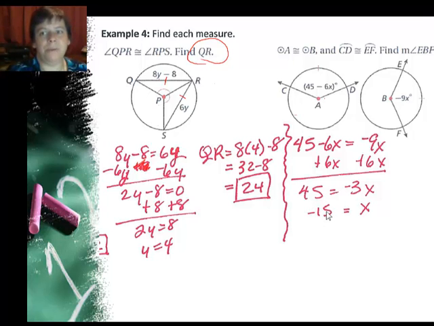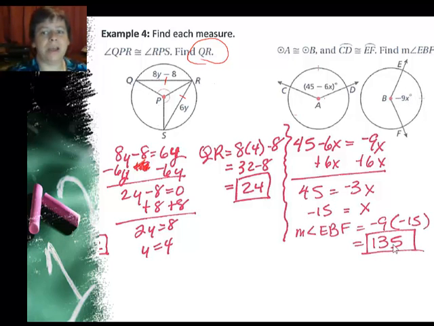And you're probably going, oh my gosh, that's a negative number. Well, they gave us kind of a weird negative thing up here, so it actually will work out just fine. I go negative 9 times the negative 15, and I get positive 135.